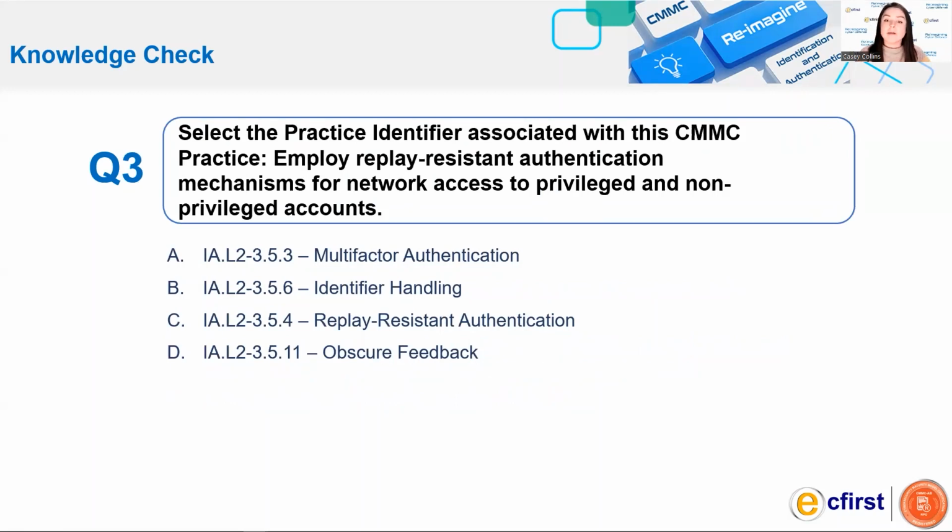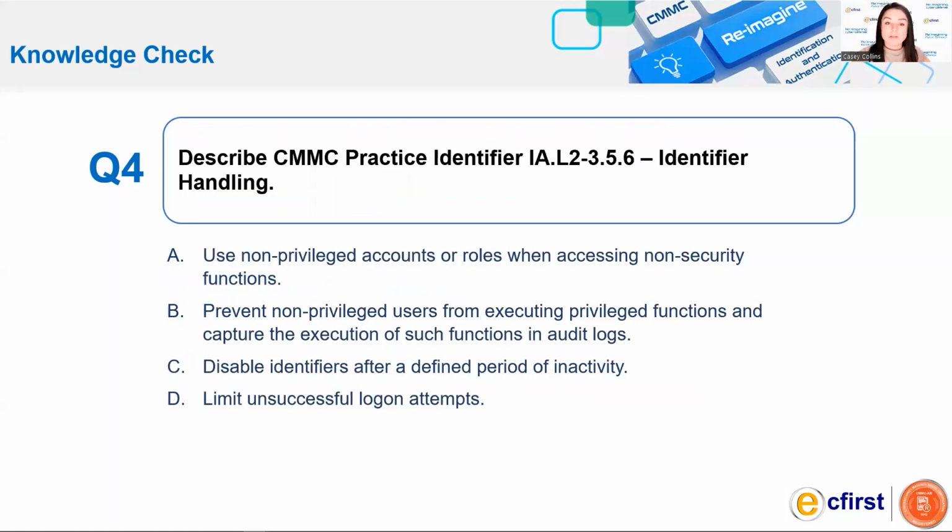Question 3, select the practice identifier associated with this CMMC practice. Employ replay-resistant authentication mechanisms for network access to privileged and non-privileged accounts. And our answer here is C, replay-resistant authentication, which can be found at IA.L2-3.5.4.